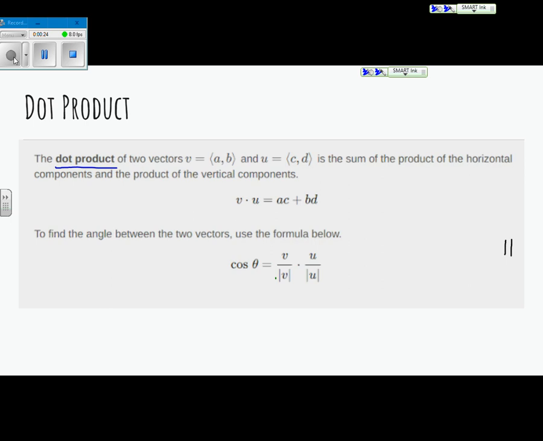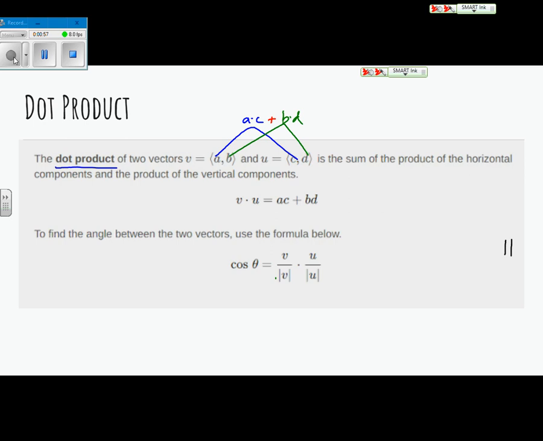Okay, a dot product. What I'm going to do is take two vectors, A, B and C, D, and it's really weird how this is going to work. I'm going to take the first two components and multiply them together, and then I'm going to take the second components of each vector, B and D, and multiply them together. Whatever that gives me, I'm just going to add them up. And that is a dot product of two vectors.